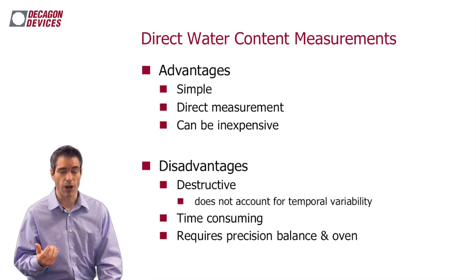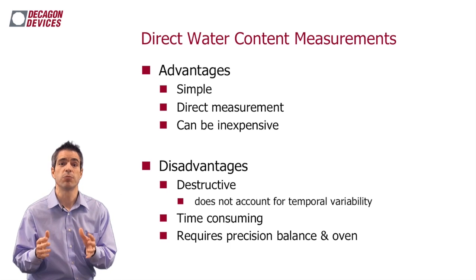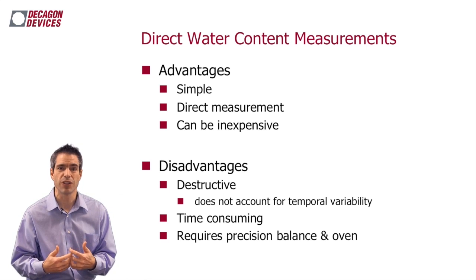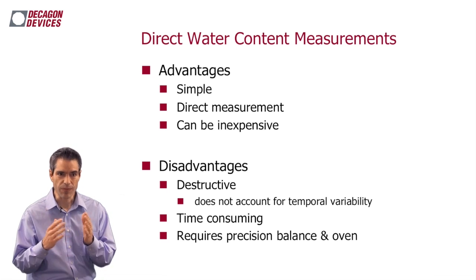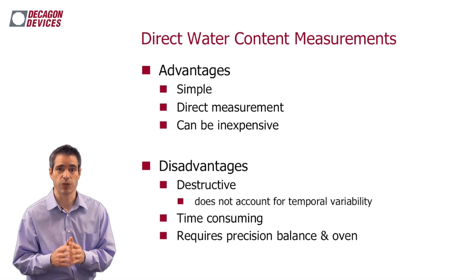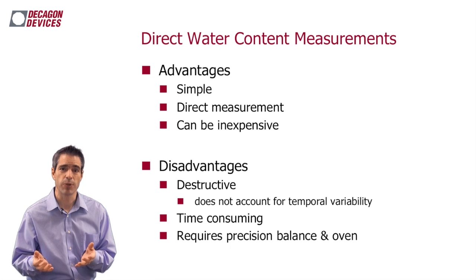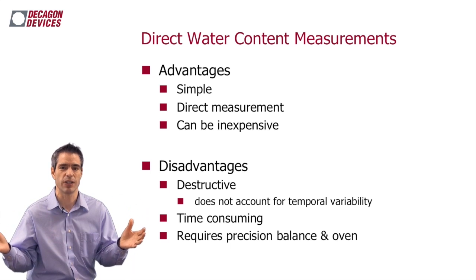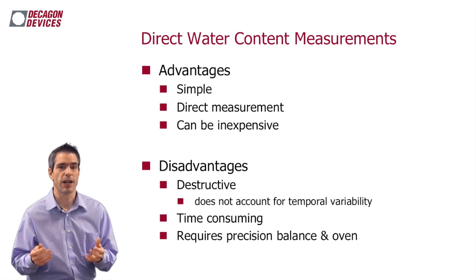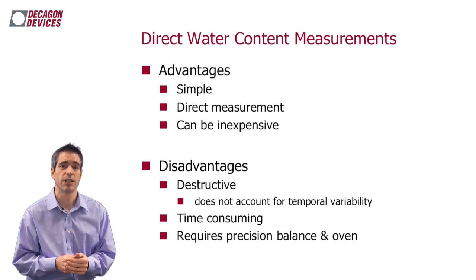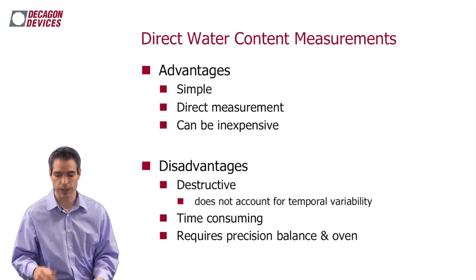Now, the disadvantages are primarily that it's destructive. Anytime in research that you want to measure something, but to do that you have to destroy the thing you're interested in measuring, there are some obvious disadvantages to that. Also, to do this is time consuming. Often we don't want to take just one sample of water content. We want to take a lot of samples. And to run a lot of samples through the oven does take quite a bit of time. And finally, if you don't have them in your lab available, of course, you're going to have to buy a precision balance to make those careful weight measurements and an oven to run this technique.